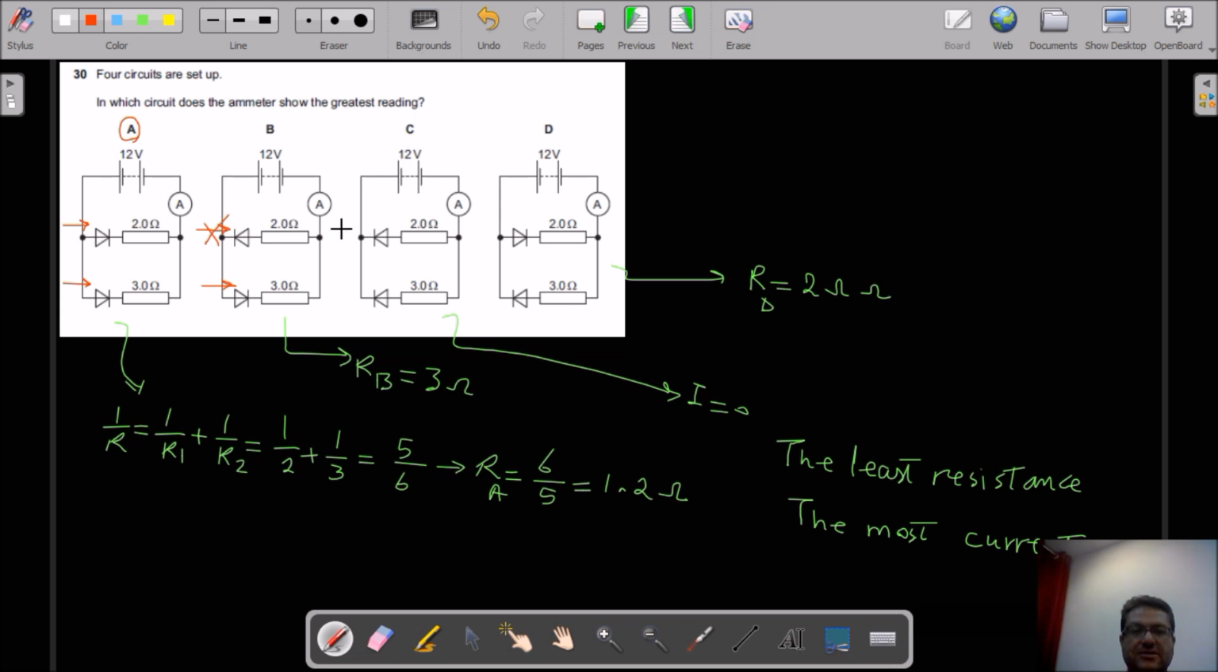For C, current cannot pass from these two diodes, that's why for C current is 0. And for D, total resistance will be 2 ohm because current cannot pass from 3 ohm. That's why total resistance will be 2 ohm. So we know that the least resistance, the most current. So according to this, A is right. Question 30, A is right.